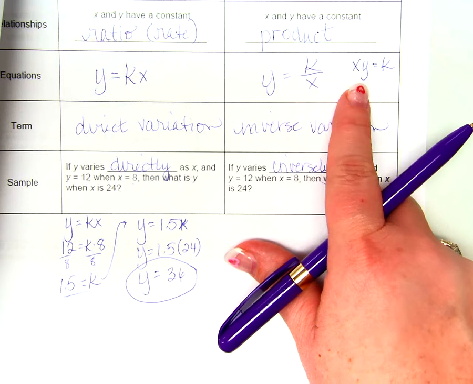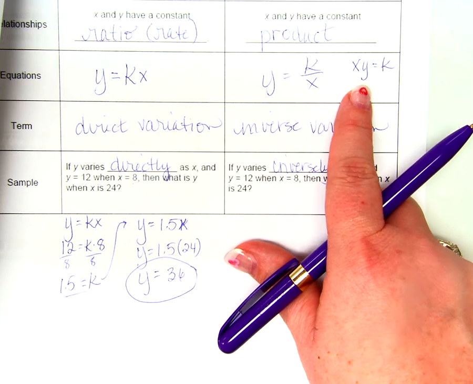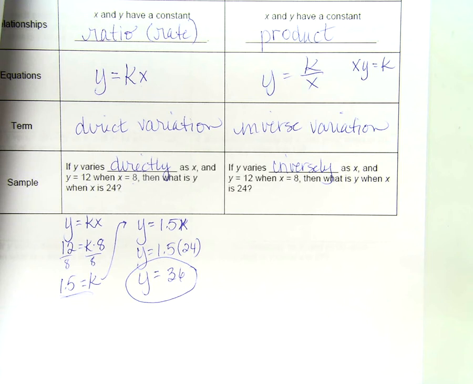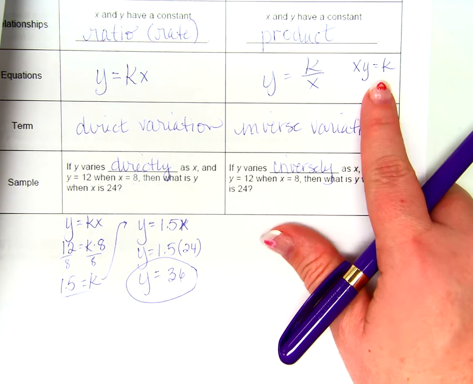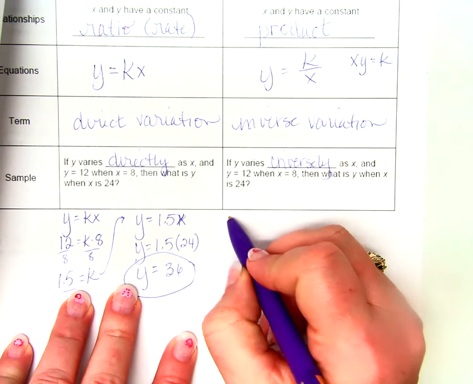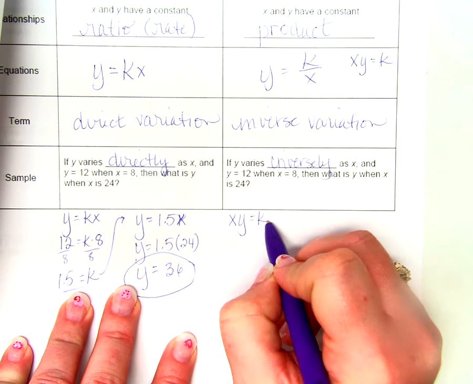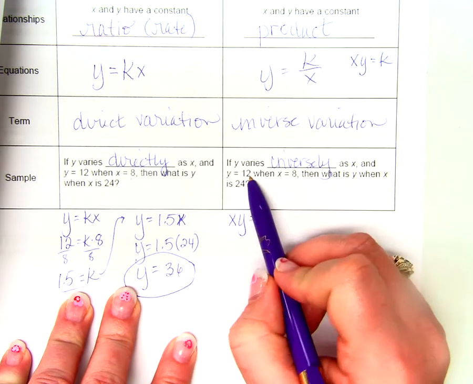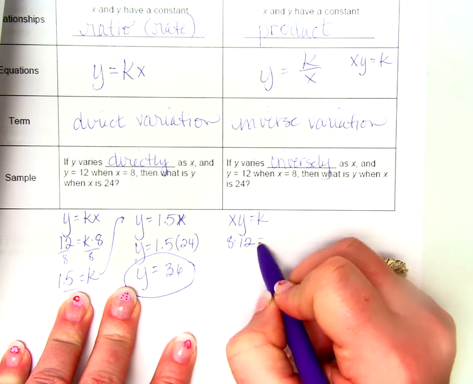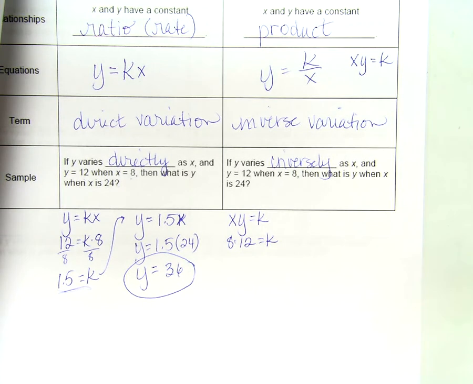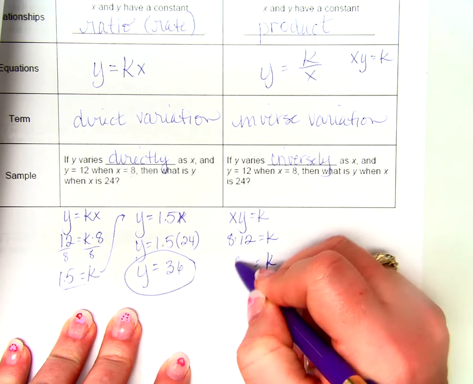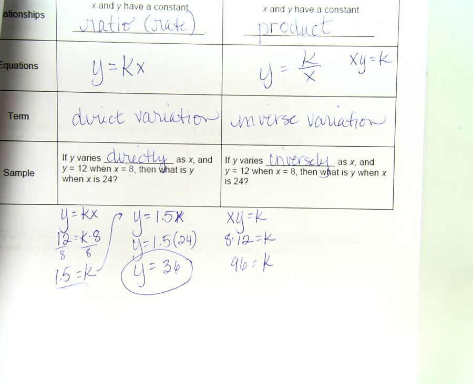You already told me they were the same, right? You already told me they were equivalent equations. So which one is going to help me find k easier? How about the one that's set equal to k? Right? So xy equals k. Y is 12. X is 8. What's 8 times 12? K is 96. What should I do now?